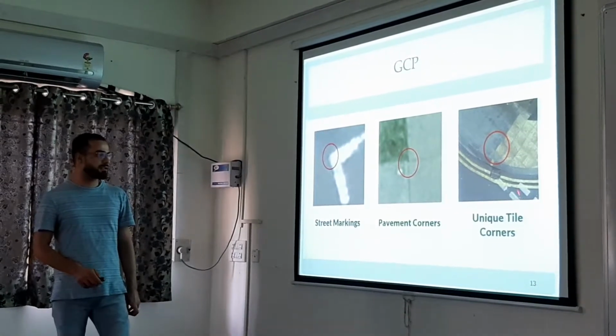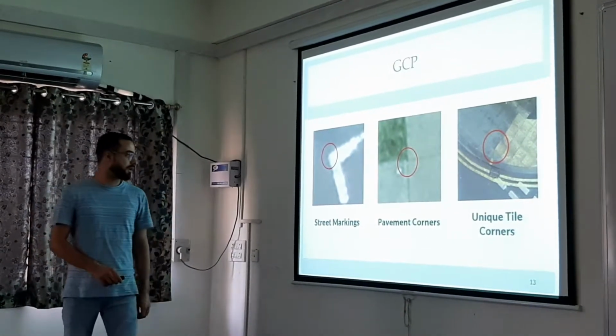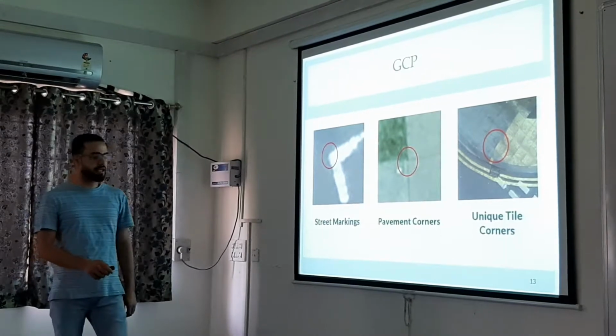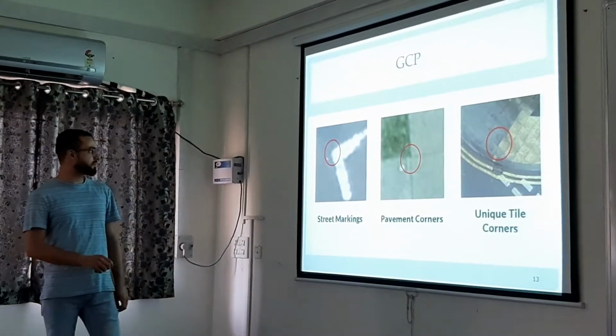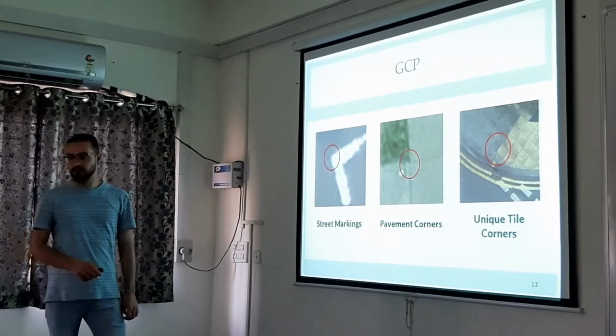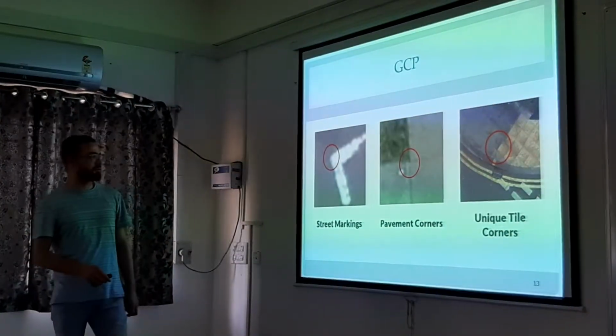We can get a unique tile corner, like a pavement or a street marker. This is natural. So we can go to the field and check for something like this and measure it using traditional surveying like GPS or total station.